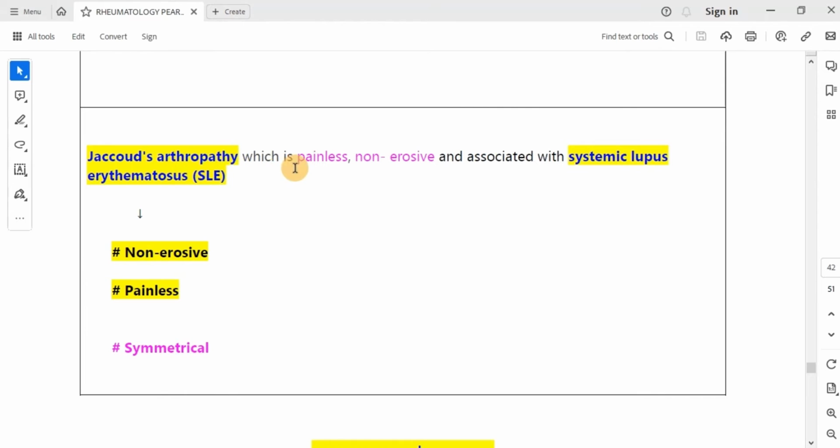Charcot's arthropathy, which is painless, non-erosive, associated with SLE. So SLE-induced non-erosive joint pain. Sorry, it is painless. SLE-induced non-erosive, painless, symmetrical condition. Think of the Charcot's arthropathy. So it should be non-erosive, painless, and symmetrical. And this is usually associated with SLE.